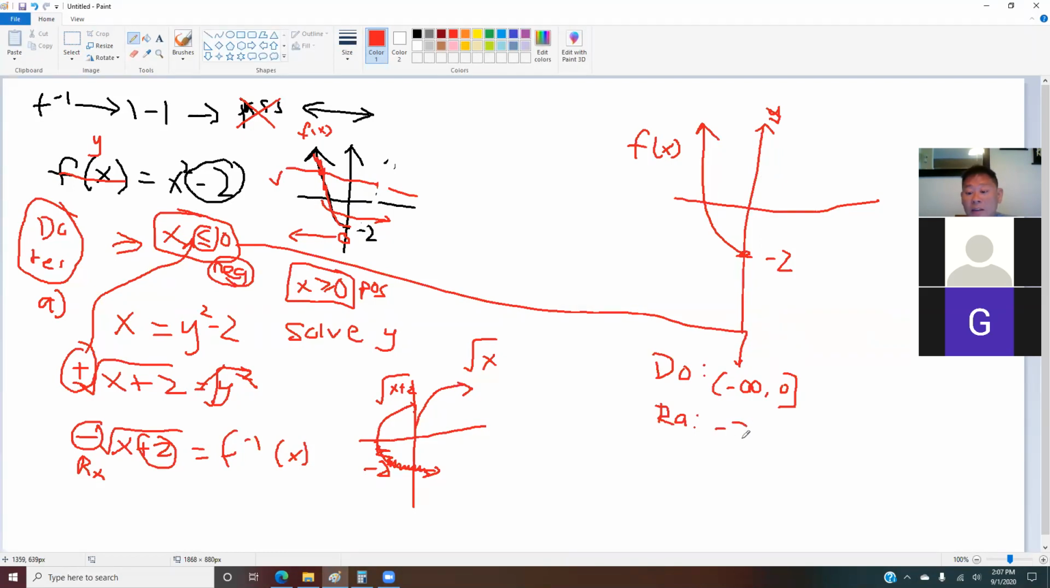The highest will be infinity. Yep. Where's the lowest it goes? Negative 2. Yep. So negative 2 to infinity is your range here.